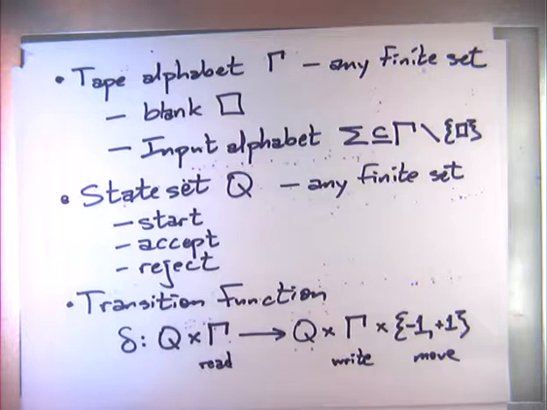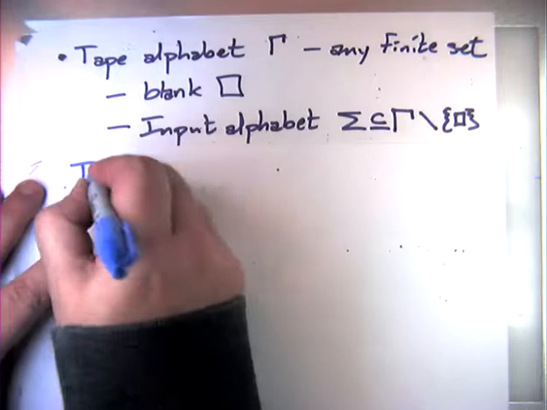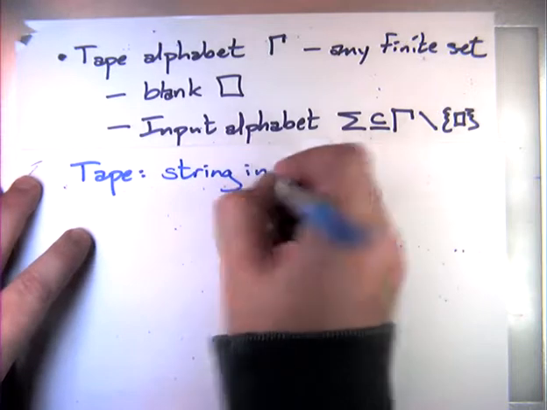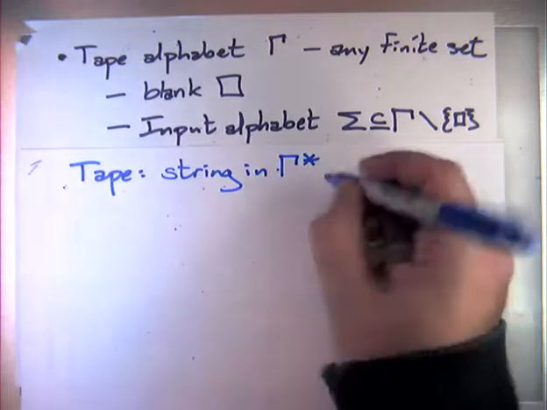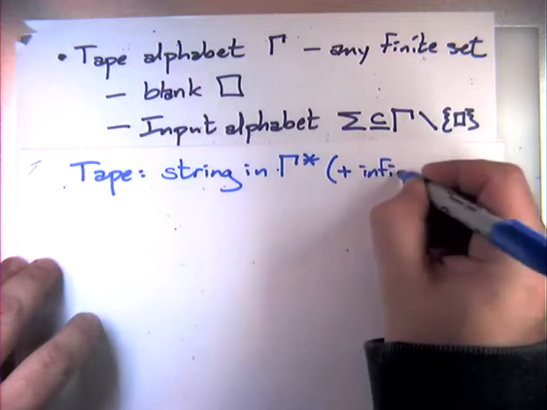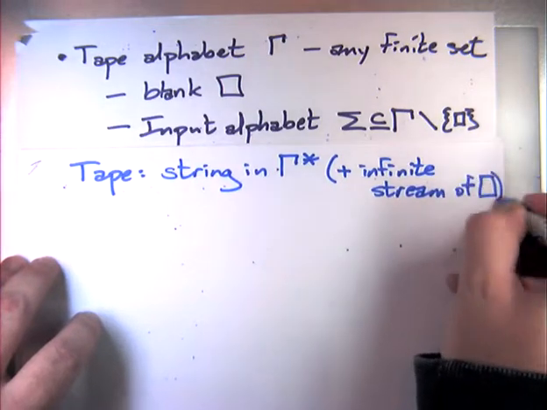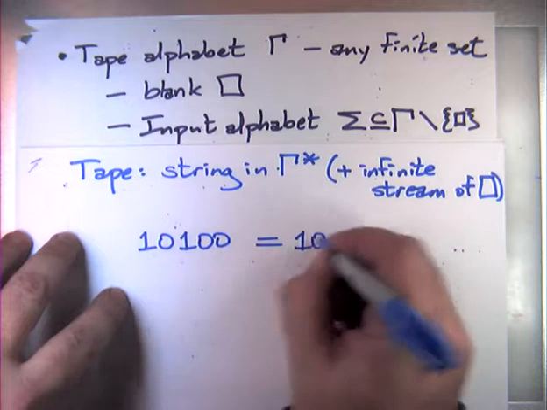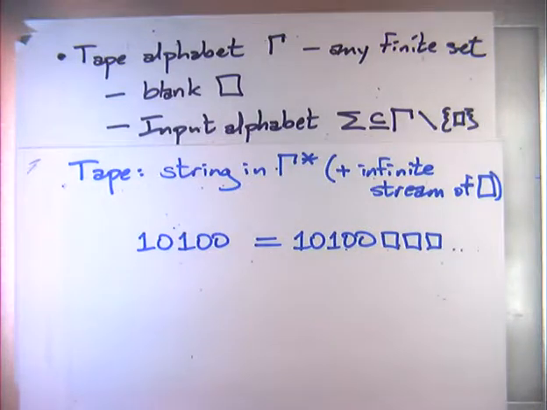Now I have to explain to you a little bit more formally how a Turing machine works. So tape is, think of it as a string over the tape alphabet, plus, that ends with an infinite stream of blanks. Okay? So when I talk about the tape, I'm not going to distinguish between a string and the same string with some blanks after it. I'm just going to think of those two things as both descriptions of the same tape.